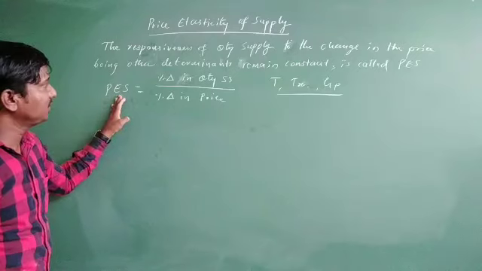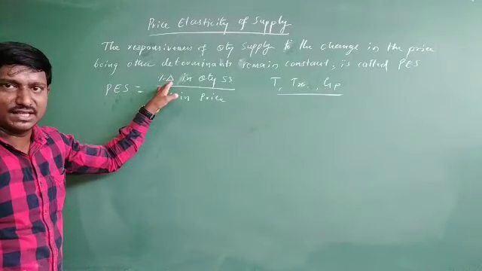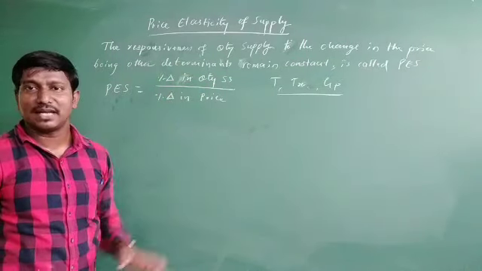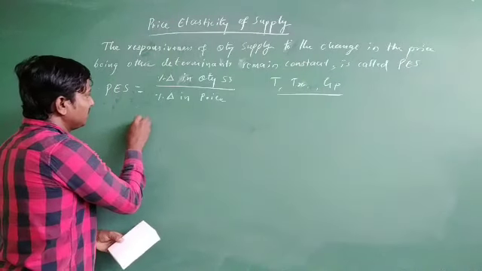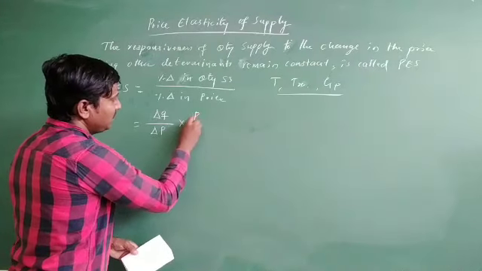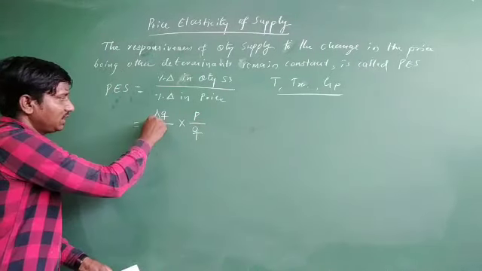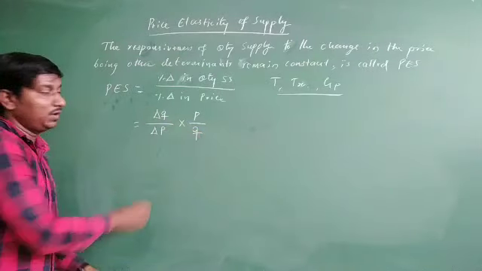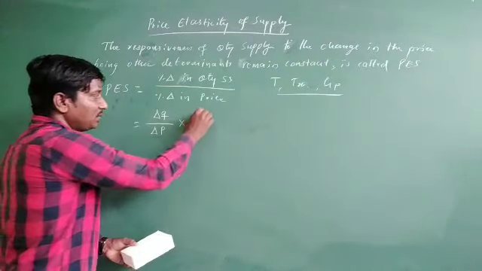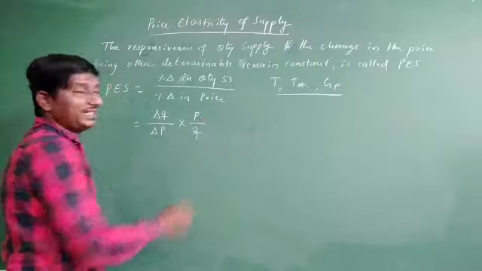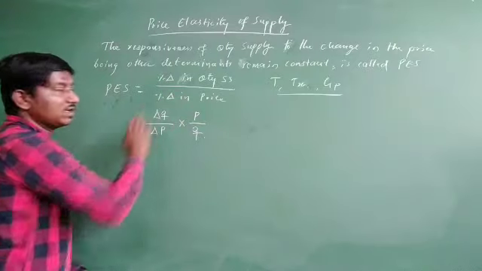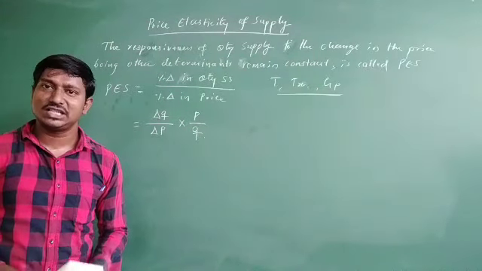PES, price elasticity of supply, is equal to percentage change, delta meaning change, in quantity supply divided by percentage change in the price. We have one more formula we can write here, that is the same: delta Q divided by delta P into P divided by Q, where delta Q is change in quantity, delta P is change in price, P is initial price, and Q is initial quantity supplied. By the use of this, you can find the price elasticity of supply.